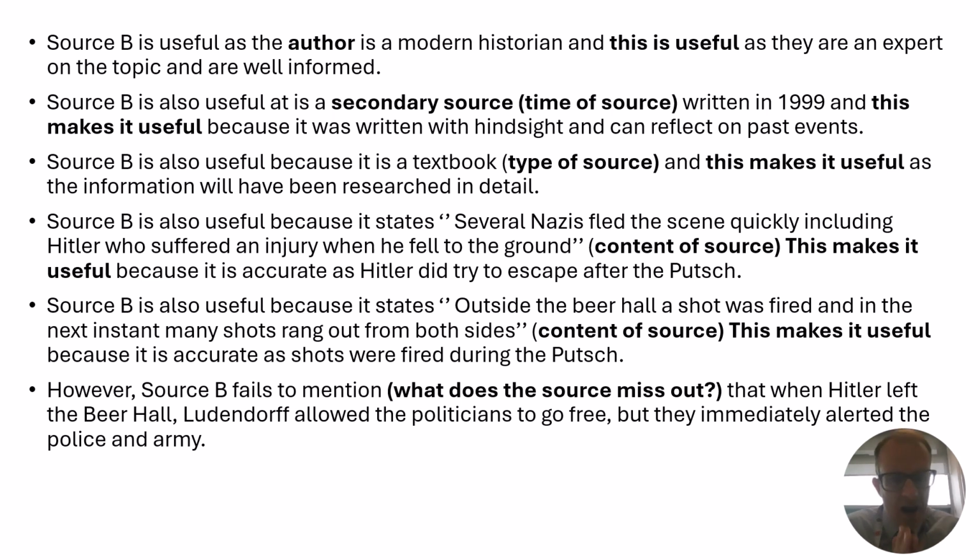Now, I have written too much here. So I've given you 6 here. So what I'm going to tell you now, you could, for example, do the author and do the date of the source. That would get 2 marks. You could give 2 examples of the source's content, what makes it accurate, and you give 1 example of what it misses out.